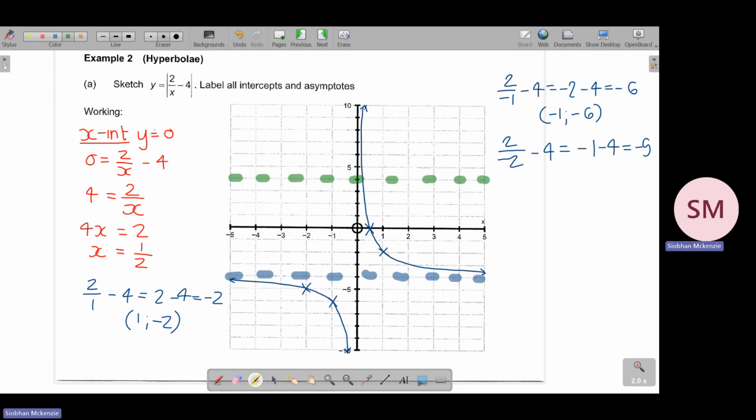And what's nice now is we have a bunch of points that we can then shift up as well. So the point 1, minus 2 stays in line with 1, but becomes the positive version of the negative, right? So it's 1 and 2, which is that point over there. Okay. The point negative 1 and minus 6 becomes negative 1 and 6. And the point minus 2 and minus 5 becomes minus 2 and 5. Okay.